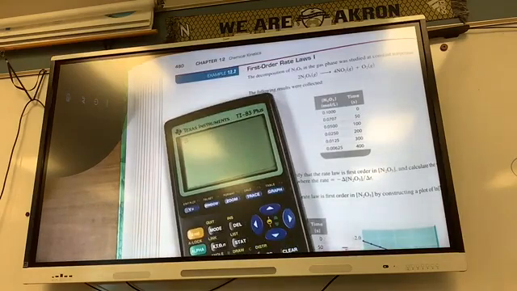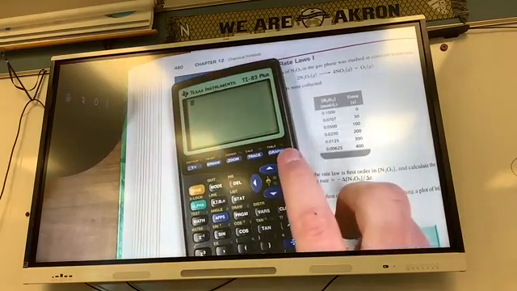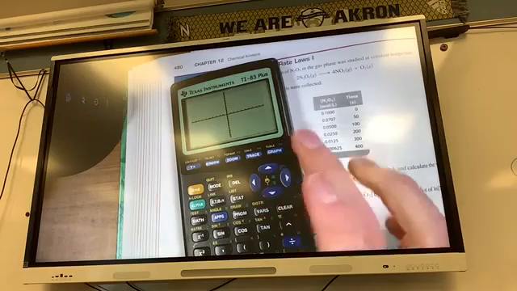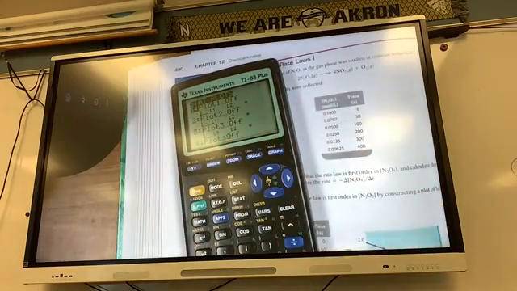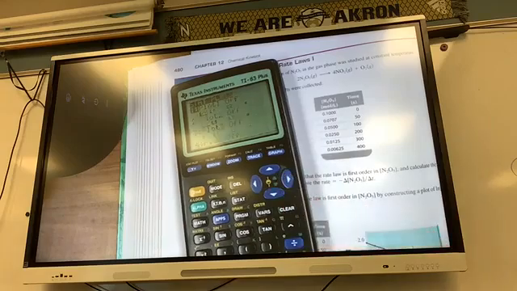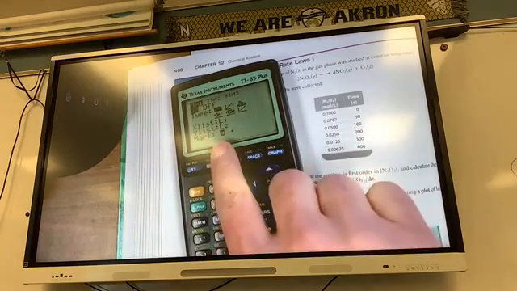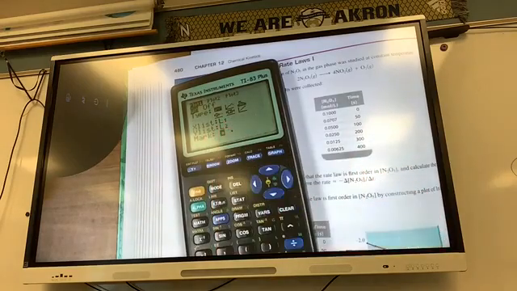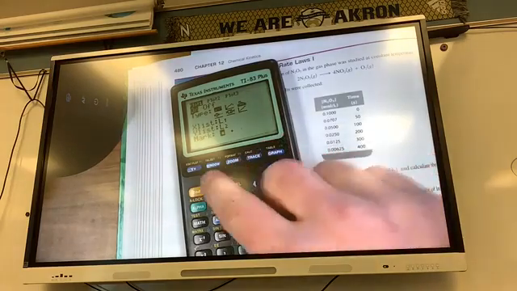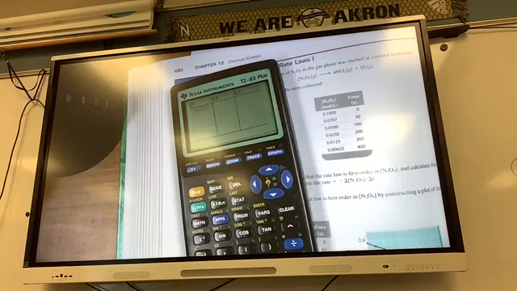Okay, so I'm going to go to, not graph, second stat plot. Okay? So first of all, make sure plot 1 is on. So that's on. And then make sure you know what your X and Y list is. So X is going to be L1, Y is going to be L2. That's good. Now I need to put in my data. So I'm going to go to stat, edit.